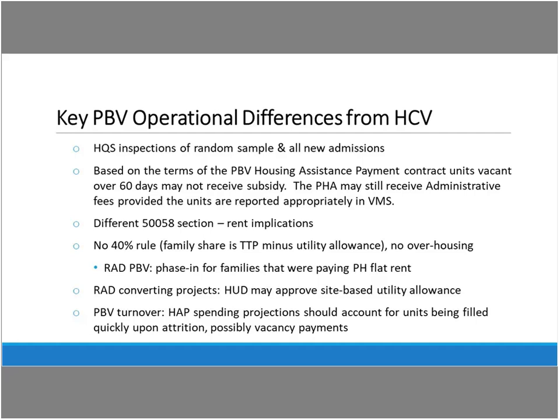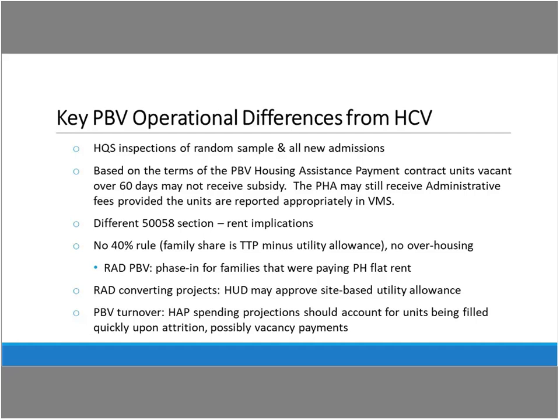contracts will continue to flow subsidy for 60 days if a unit is vacant. After that 60-day period, the rent will stop. So the owner has a small window, 2 months, to turn those units and fill it with another qualified resident. Otherwise, they do not receive rent. Your admin funding will continue. The voucher administrating agency will continue to receive the admin funding as long as the units are appropriately reported in VMS. There's a slightly different 50058 process.